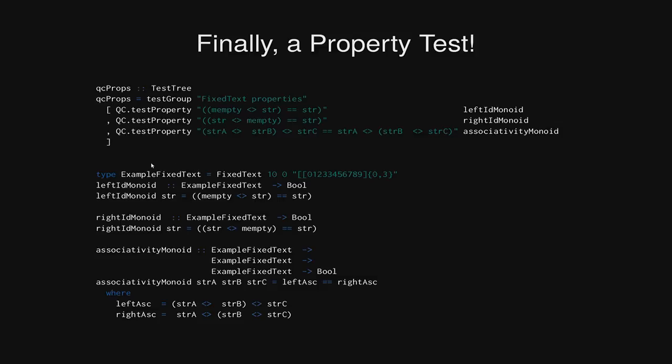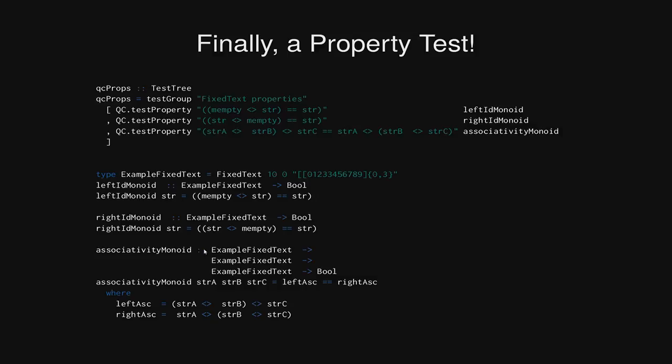So to try this out, I made up a fixed text. My fixed text has a maximum of 10 and all these different characters that I put in just to make it somewhat complicated. And then here's my left identity test. So I have my empty one against some random one that's going to be generated for me by QuickCheck is equal to just that random one. On the right, I have some random one concatenated with my empty one is again equal to just that random one. The Bool obviously gives me a true or false of whether that property holds.